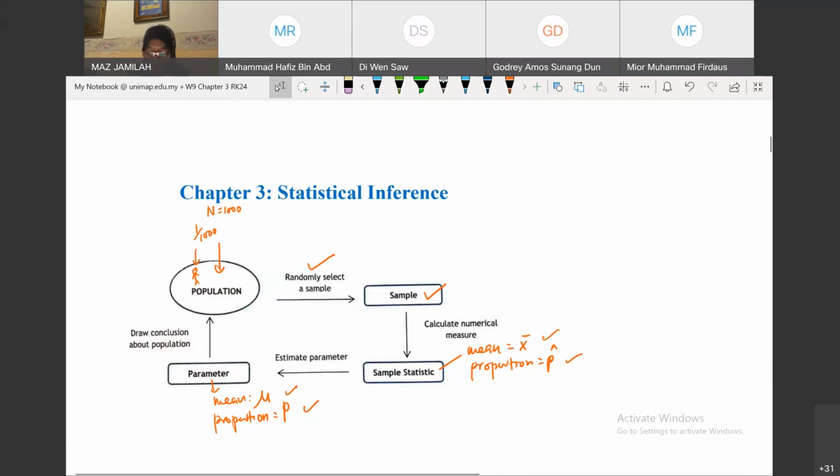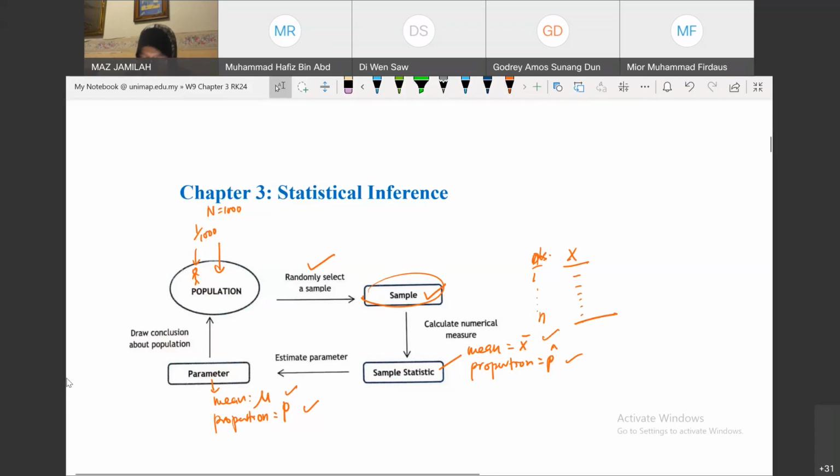Now, how does this mu and X bar relate? Since we are collecting our sample, our sample is the list of X from your first until, let's say, this is your observation number from 1 until your n value. So you will have your data. Add all together, divide by the number of samples, you get the mean.